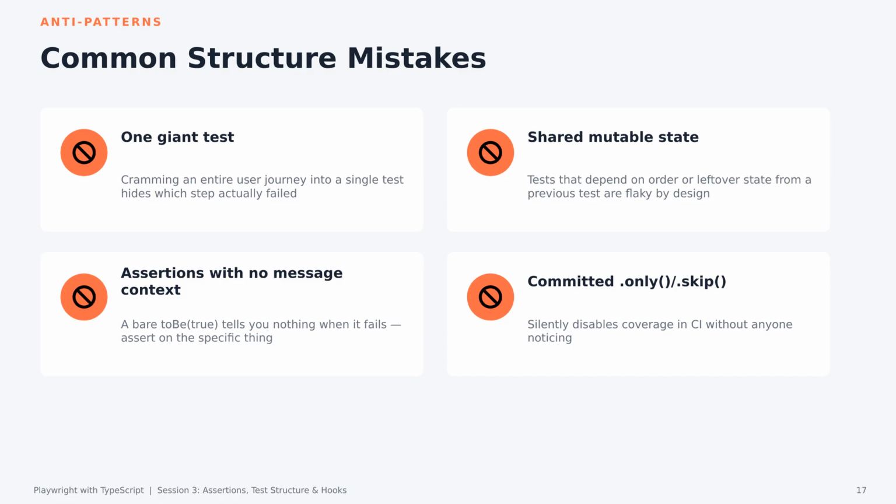Assertions with no message context, a bare toBeTruthy, tell you absolutely nothing useful when it fails. Assert on the specific thing you actually care about instead. And committed .only or .skip. This silently disables coverage in CI without anyone necessarily noticing, sometimes for weeks.